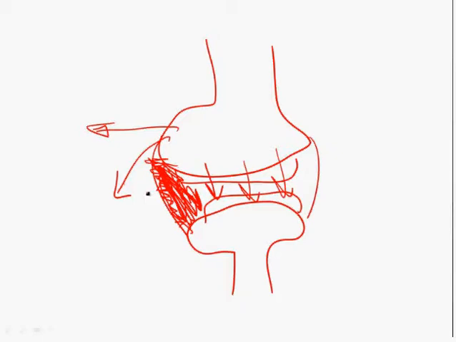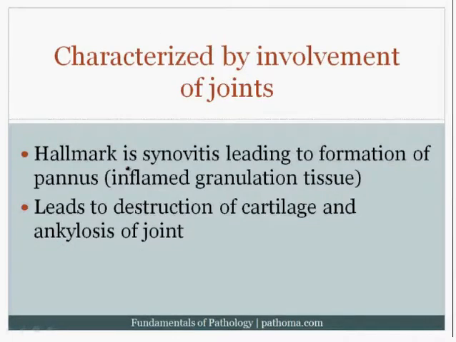And at the same time, because you've got this pannus taking over the articular cartilage, you can also get destruction of the articular cartilage as well. So this is really the hallmark. This is the key take-home. Synovitis with formation of a pannus. With that in mind, let's go back and read the text. The hallmark is synovitis, which leads to formation of a pannus. This results in destruction of the cartilage and ankylosis of the joints.